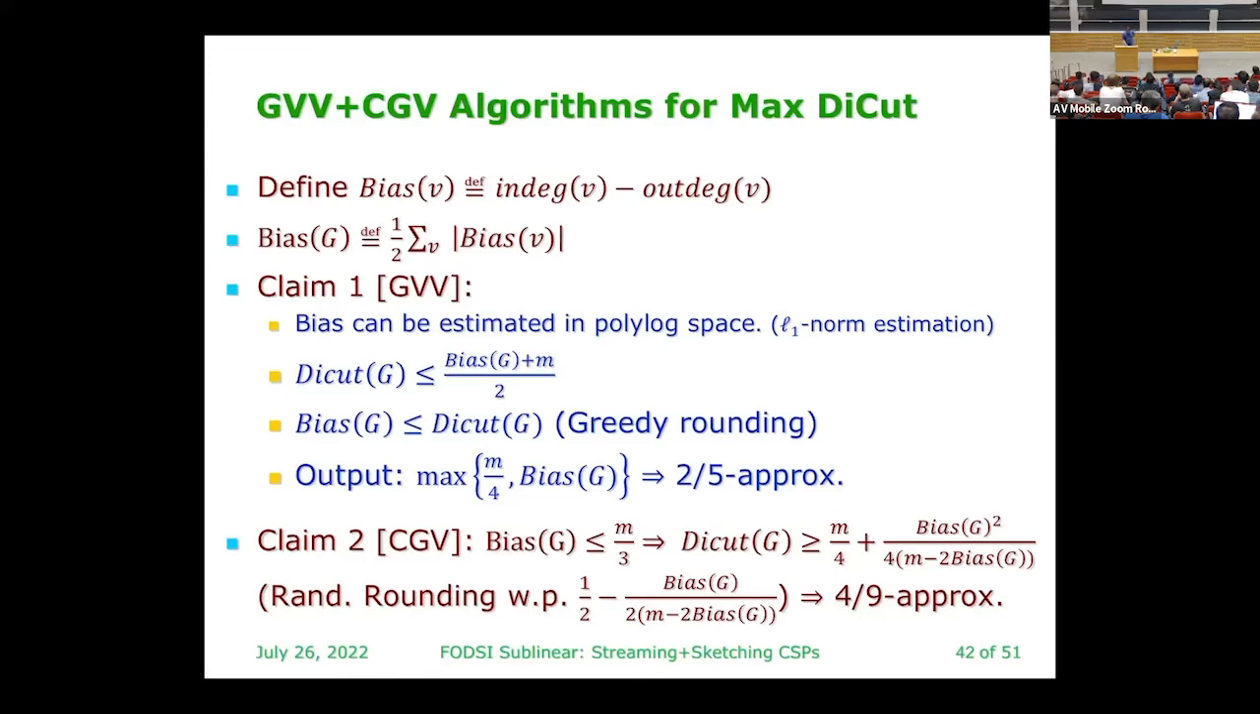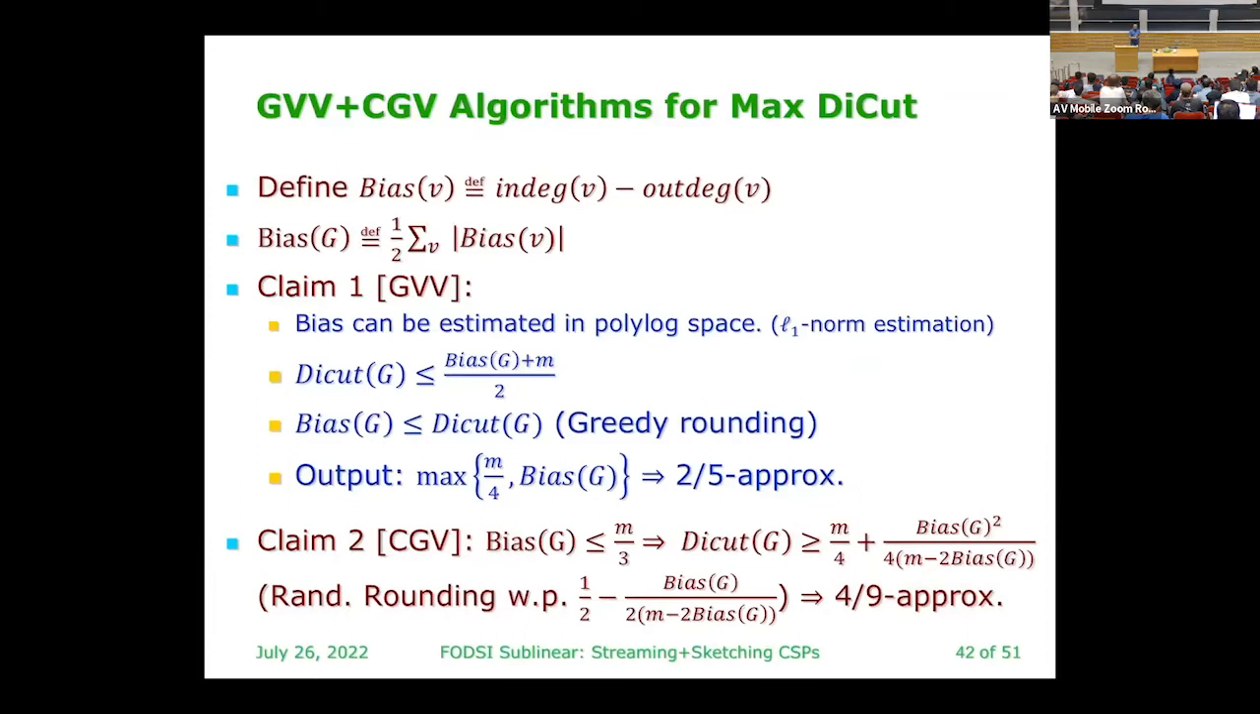Now going further along, this 2/5 was not optimal. And what Chou, Golovnev, and Velusamy did was say, well, okay, let's take this other rounding scheme. If the bias is less than m/3, then let's round every vertex to be on the left of the cut with probability half minus this quantity, and on the right of the cut with half plus that quantity, etc. And the DiCut value that you get is at least that much, m over 4 plus bias squared over 4 times m minus twice the bias. And this gives a 4 over 9th approximation.